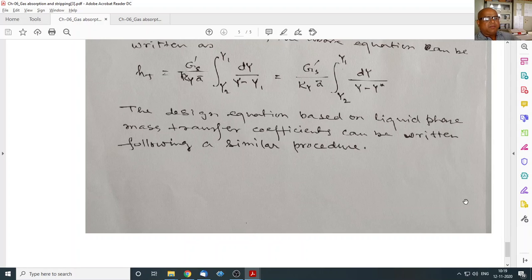You can calculate the diameter of the column, as we discussed in chapter 4. In this chapter, we have seen how to calculate the height of the column. The height of the column can be divided into two parts: the height of a single transfer unit and the number of transfer units. Calculation of the single transfer unit is easy, and for the number of transfer units you generally have to do it numerically, but for the dilute solution case it will be easy.